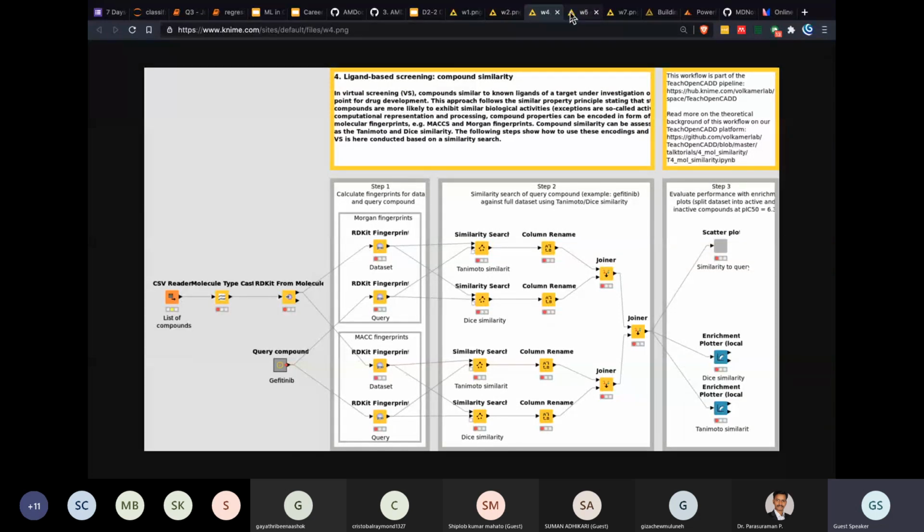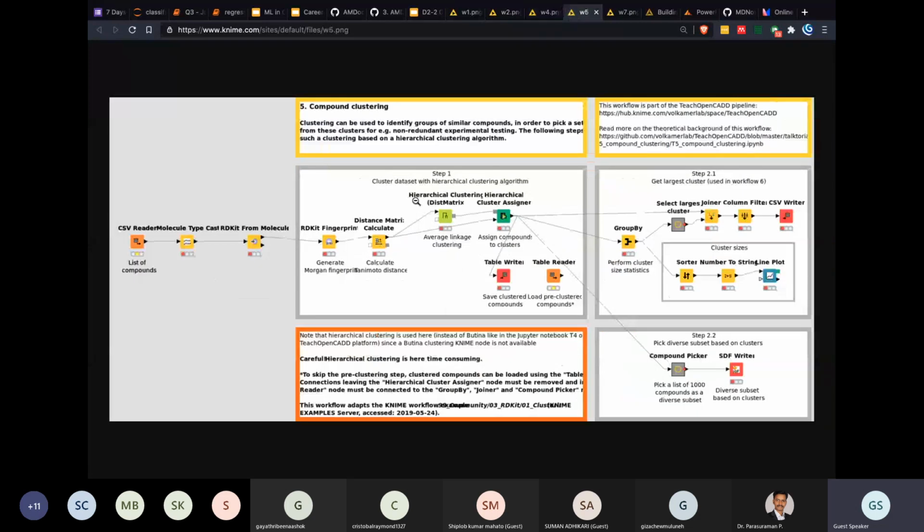And then you do compound clustering. Yesterday someone was asking me about the clustering. So you can do it, again, based upon a specific fingerprint. As the fingerprint changes, things are going to change. So keep that in mind. It won't be the same. So here the Morgan fingerprints are being used.